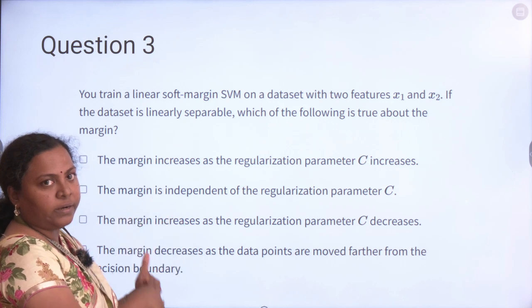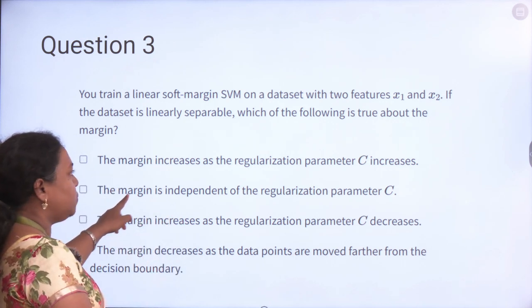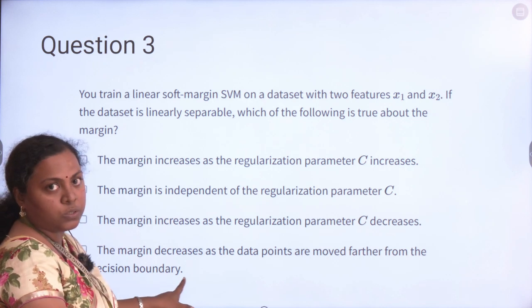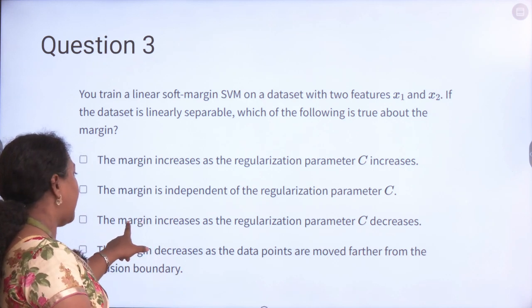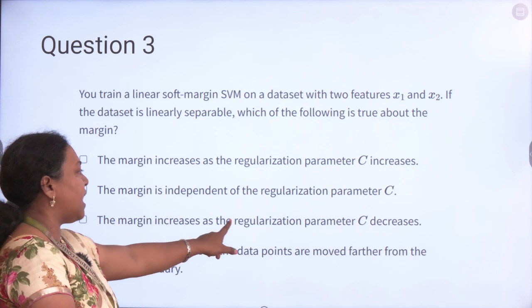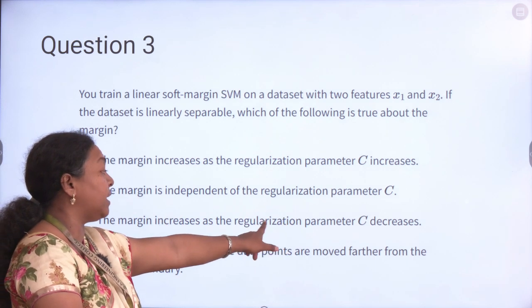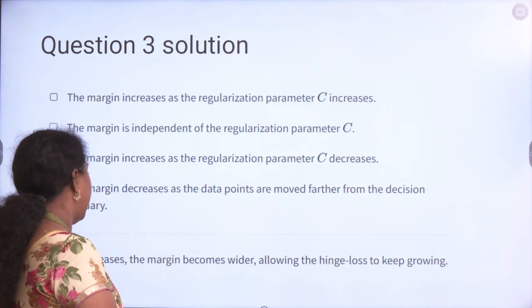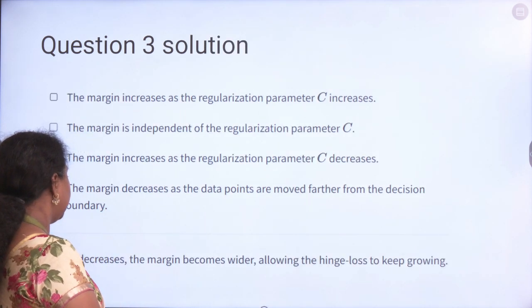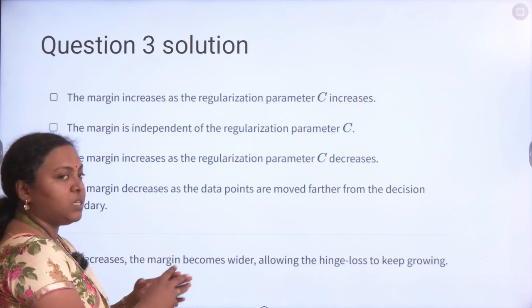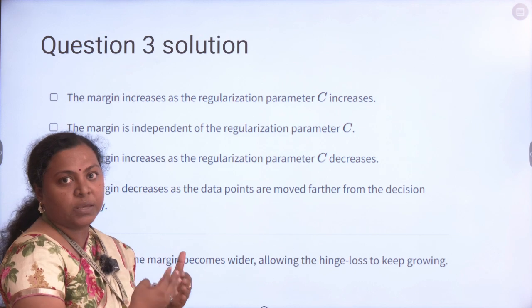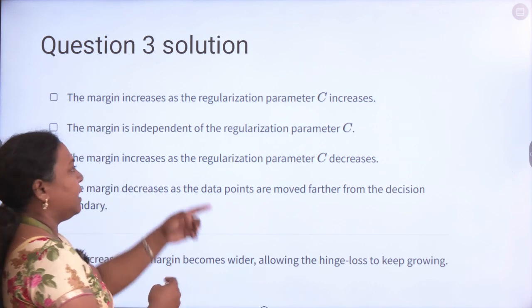As we have already discussed, the first two are false and the last one also doesn't hold good. The answer is that the margin increases as the regularization parameter C decreases. So why do we say this? As C decreases, the margin becomes wider, allowing the hinge loss to keep growing. So that is the correct answer.